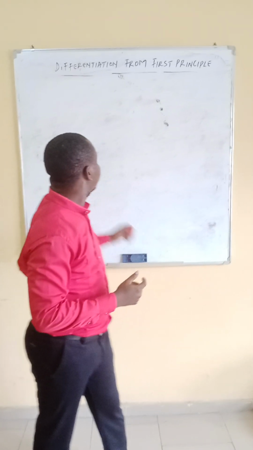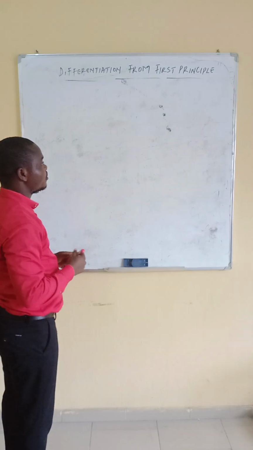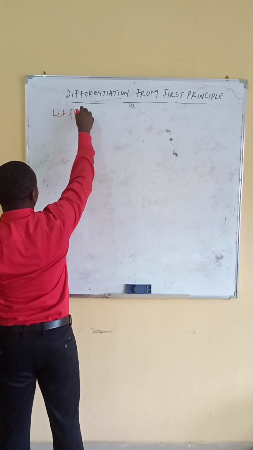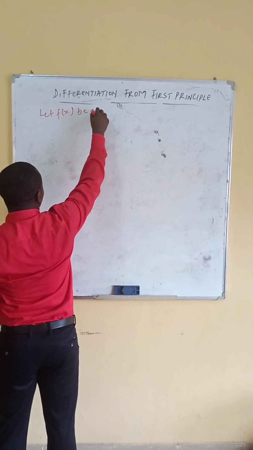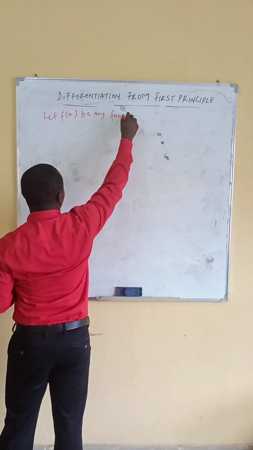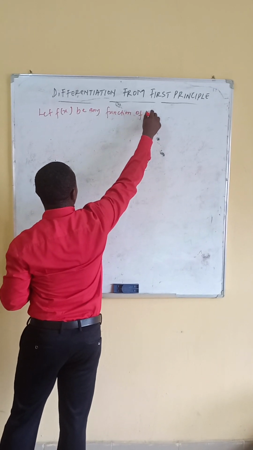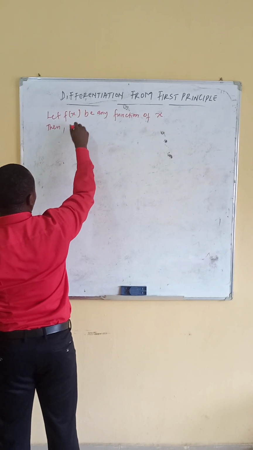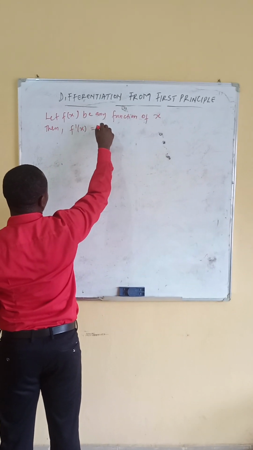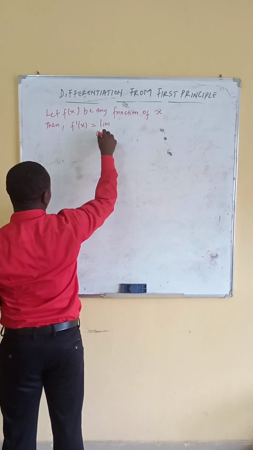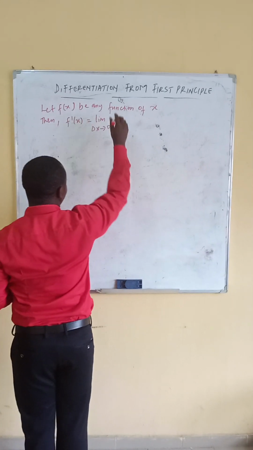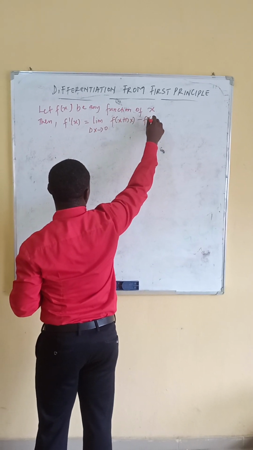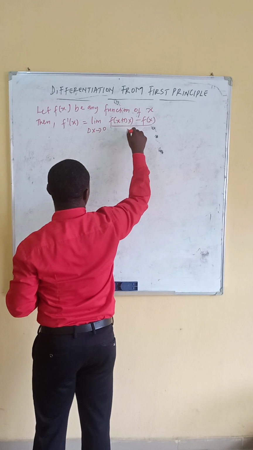Today we'll be looking at differentiation from first principle. Let f of x be any function of x. Then f prime of x is given as the limit as change in x tends to 0 of f of x plus change in x minus f of x, divided by change in x.